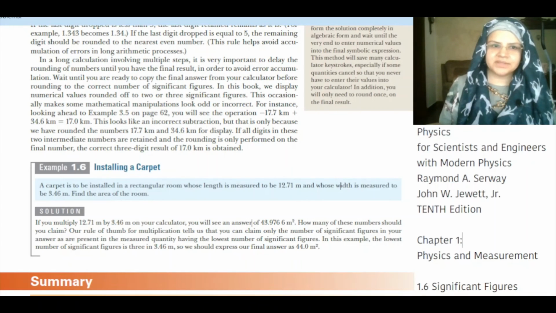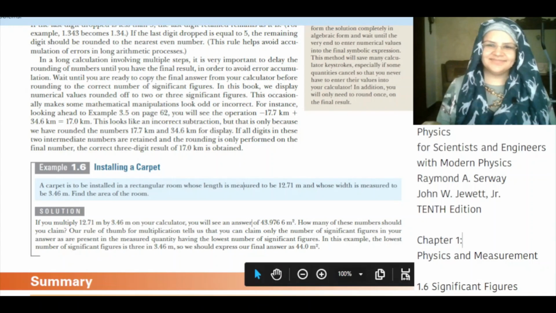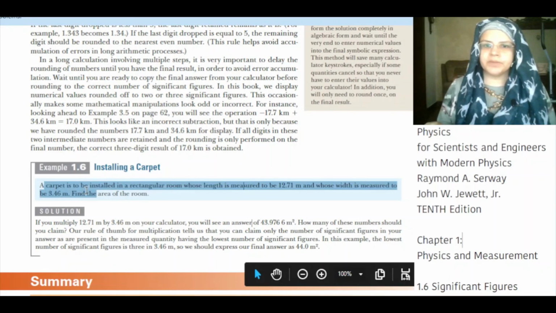Example 1.6, installing a carpet. A carpet is to be installed in a rectangular room whose length is measured to be 12.71 meters and whose width is measured to be 3.46 meters. Find the area of the room.